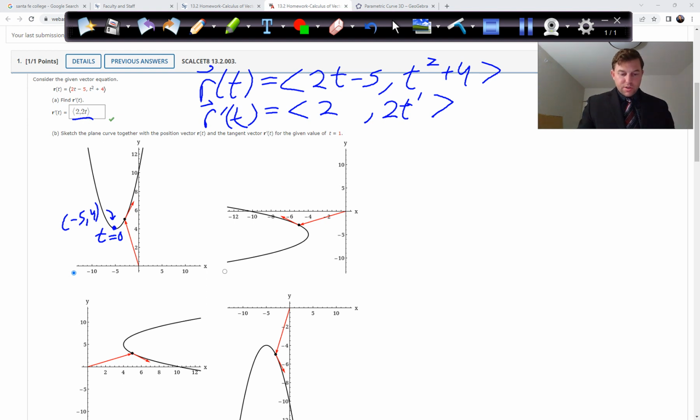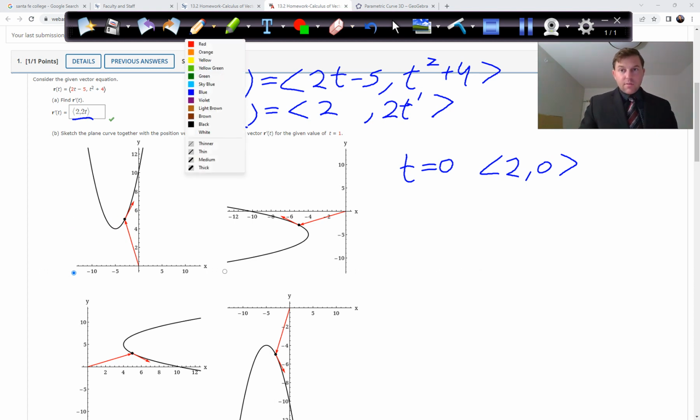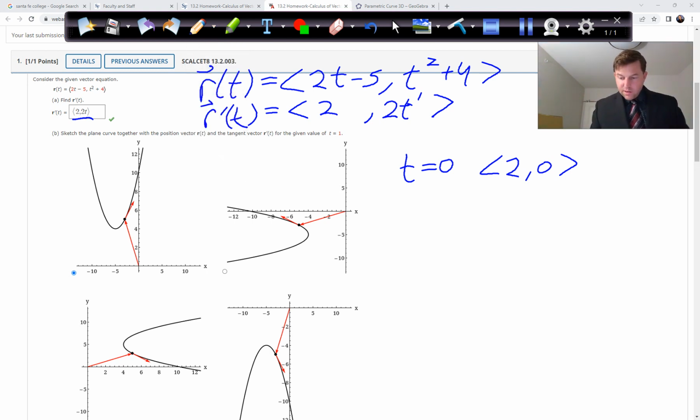And the way that shows up is when t is 0, the derivative function is going to be 2, 0. So it's 2 in the x, 0 in the y. And basically, derivatives are lines that are tangent to the curve. So this is a horizontal line, x equal to, that has a distance of 2. So when t is 0, this would be the derivative line. So it's tangent to that.